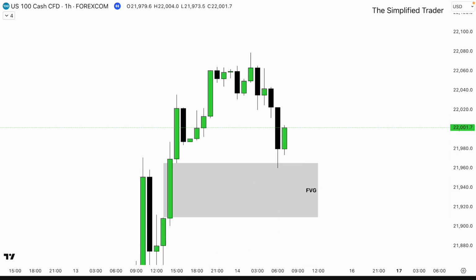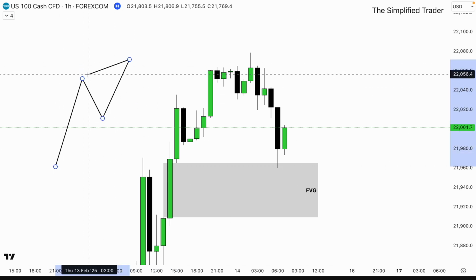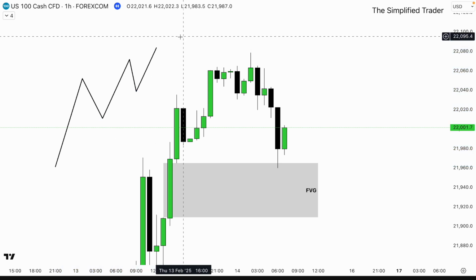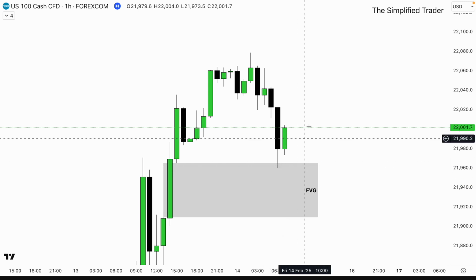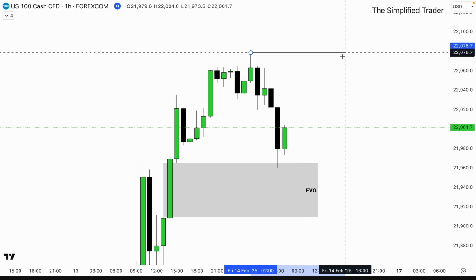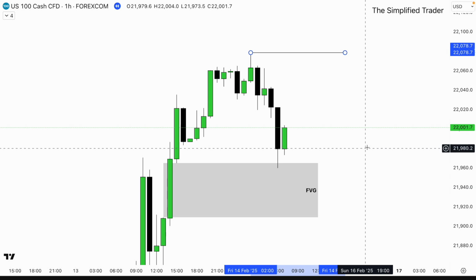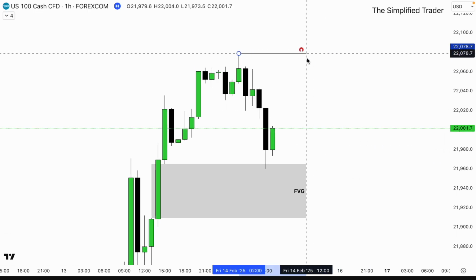So what are we doing now? Remember, we go from external back to internal, and then internal back up to external liquidity. Now here we have taken out internal. So where is our draw on liquidity? It is going to be this high. That is going to be our draw on liquidity, making that my little magnet. That is my draw on liquidity.